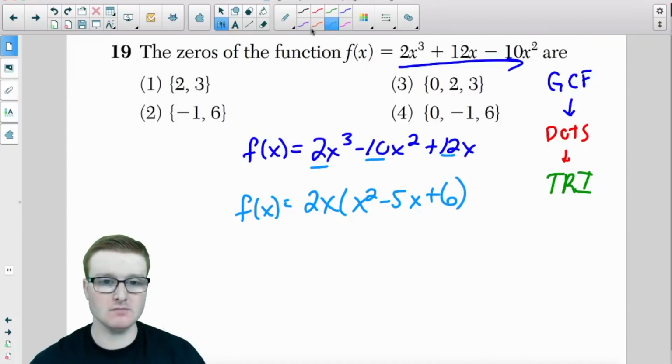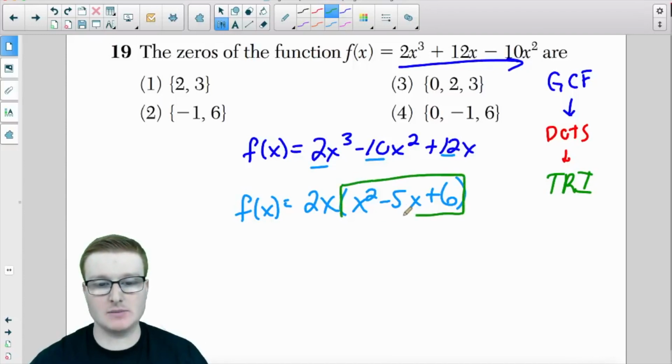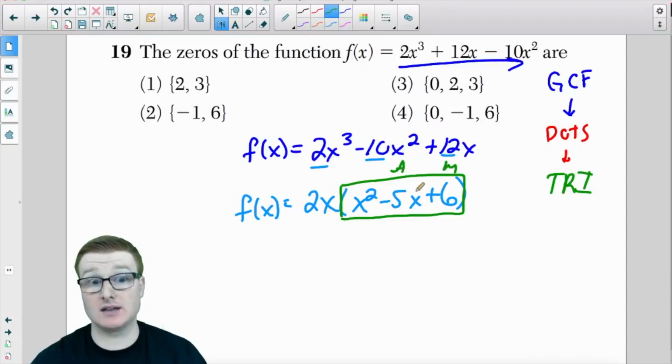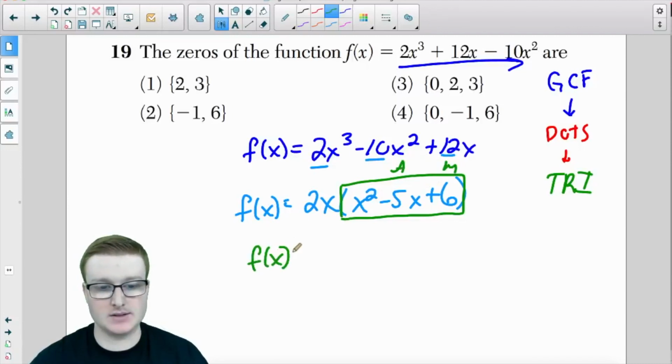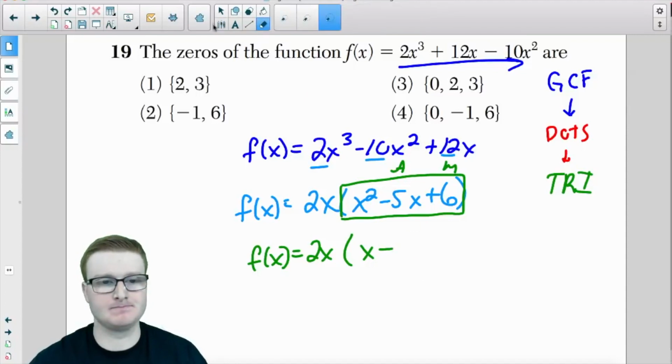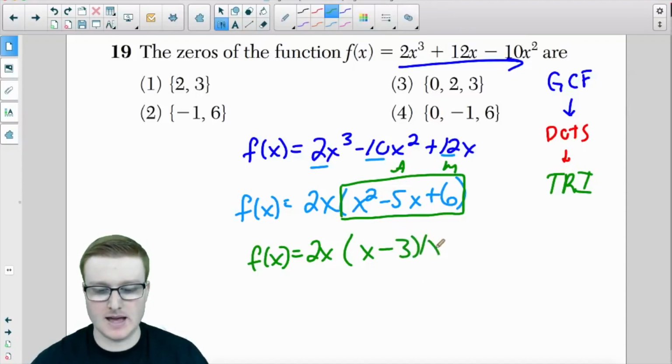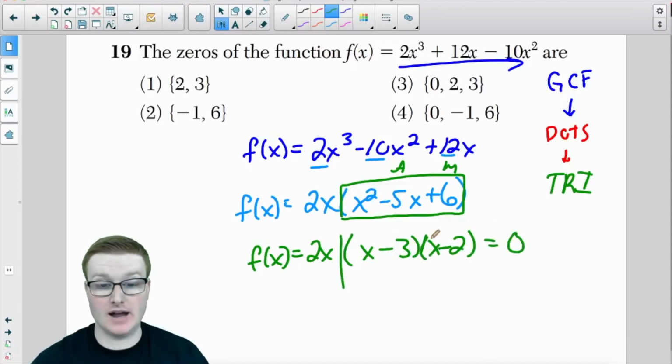Okay? So from here, this could factor by using the AM method. What adds to -5 and multiplies to give you 6? So we get f of x is equal to 2x times x minus 6. Actually, no, I'm sorry. x minus 3, x minus 2. Set that equal to 0. Now we just solve for x.